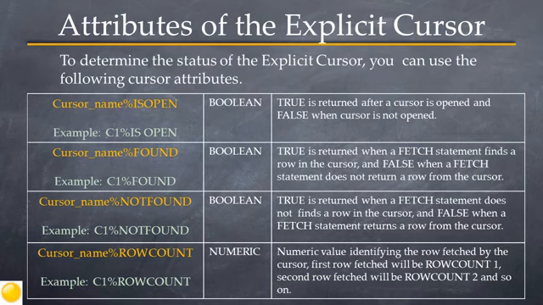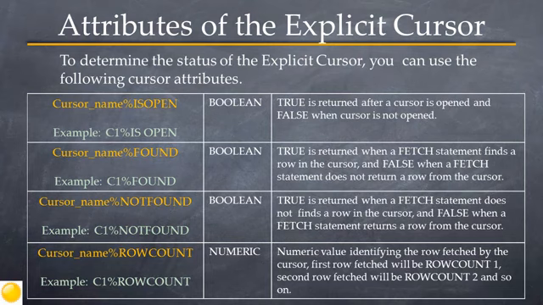The first attribute is %ISOPEN. It's a Boolean attribute returning a true or false value. True is returned after the cursor is opened and false when the cursor is not opened. The %FOUND attribute is Boolean and returns true or false. True is returned when the fetch statement finds a row in the cursor, and false when a fetch statement does not return a row from the cursor.